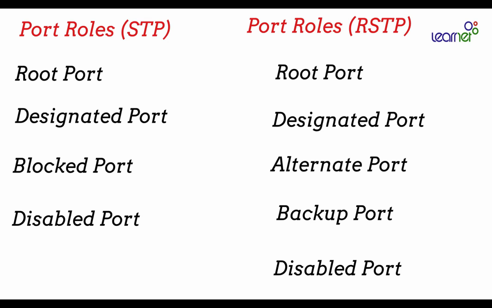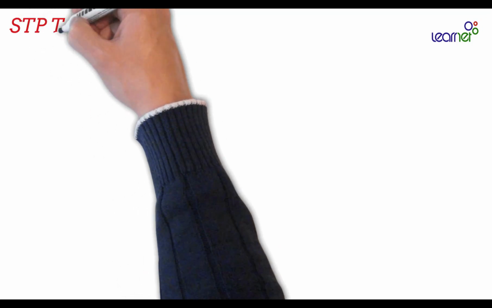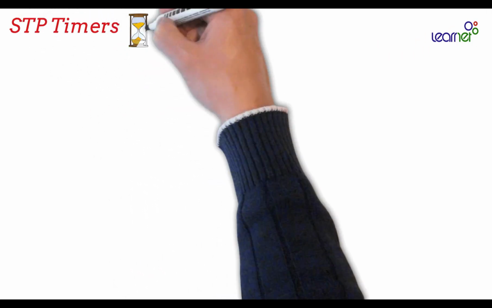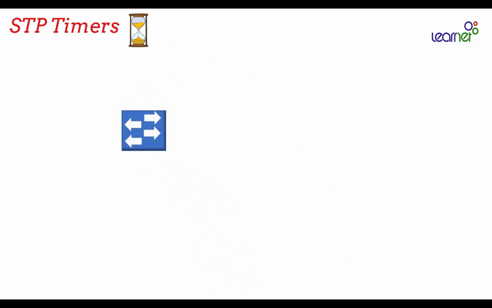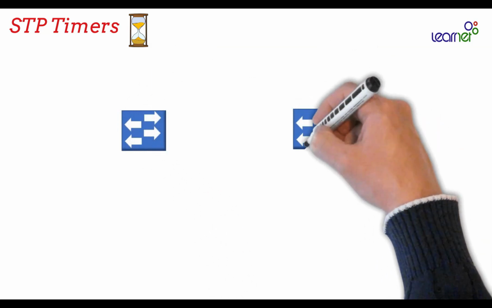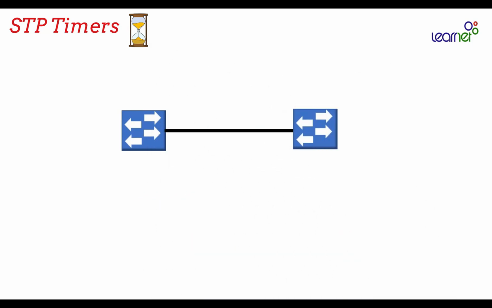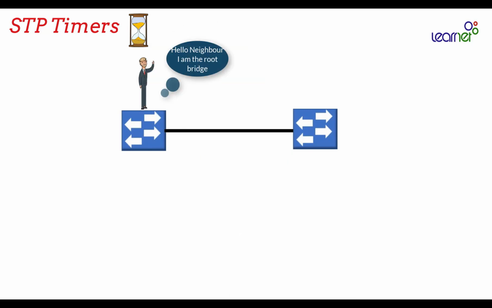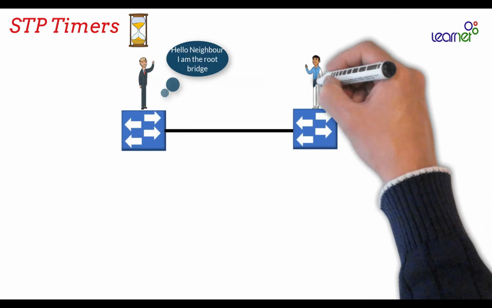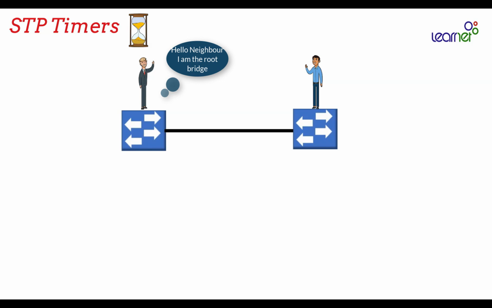Now let's delve into the STP timers. As previously mentioned, once the network topology is established and all devices comprehend their roles and states, the root bridge initiates a transmission of hello BPDUs every 2 seconds, disseminating these messages across the network. While this default 2 seconds interval can be altered, it is generally advised to maintain it.